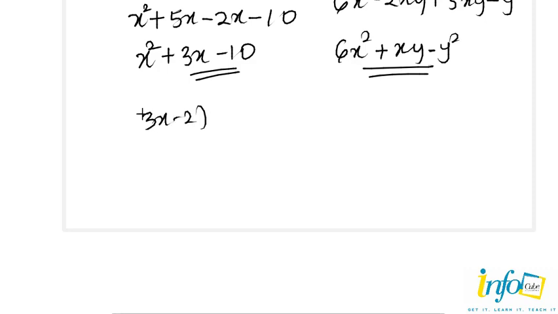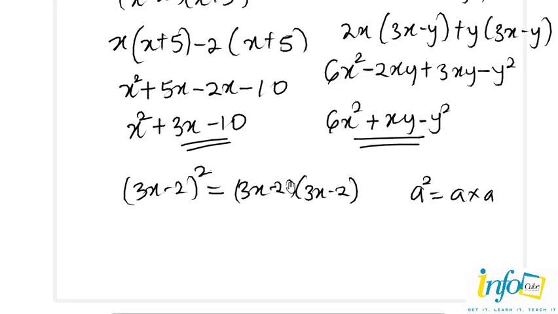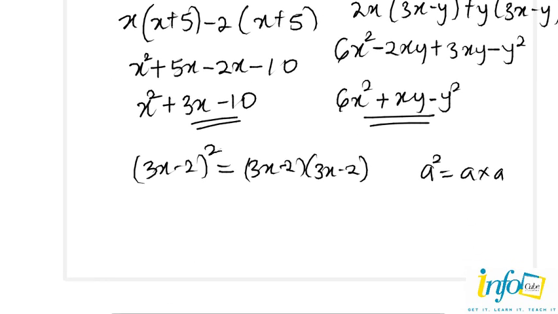3x minus 2 all square. Now this time around we have 3x minus 2 all square, not like the other one. But this question is something as when you have a square, it is something as saying a times a. So we do the same thing here. Which means that this is something as 3x minus 2 multiplying itself. So at this point it's just the same as the one we solved earlier.